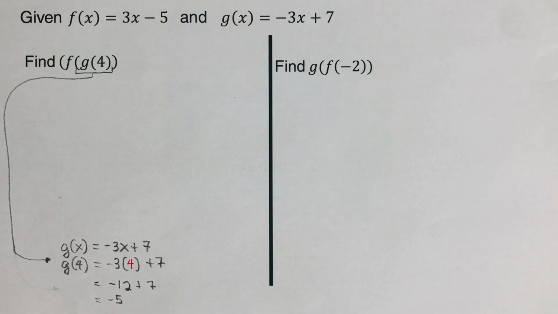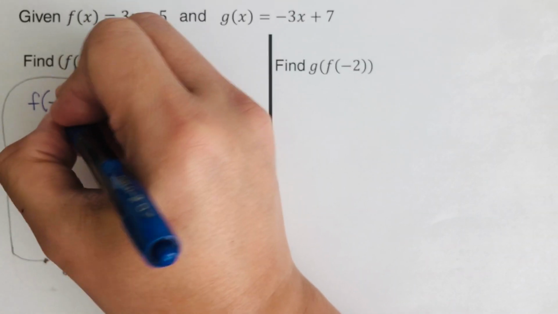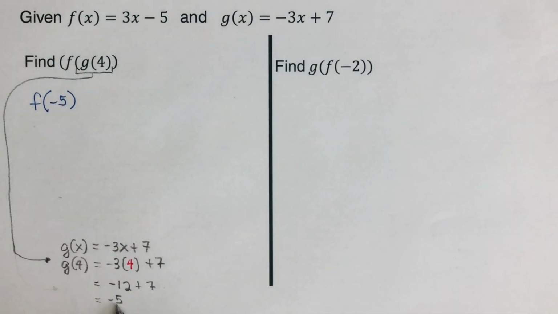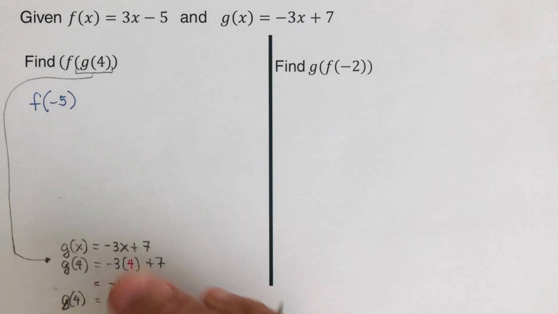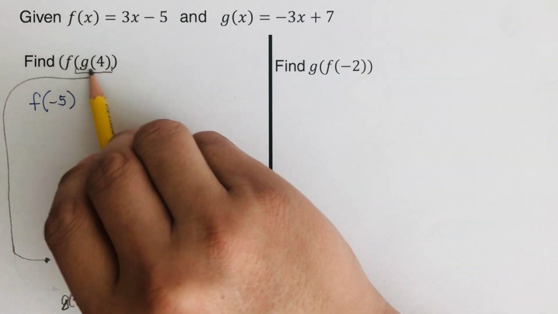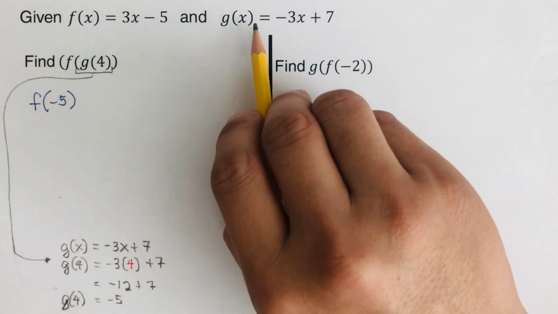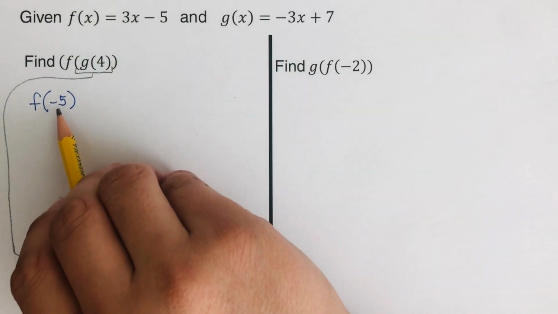Then we can rewrite this as f of negative 5, because g of 4 was actually negative 5. I solved it at the bottom: the g of 4 was negative 5. So instead of writing g of 4 right here, we write negative 5, because we already evaluated it.